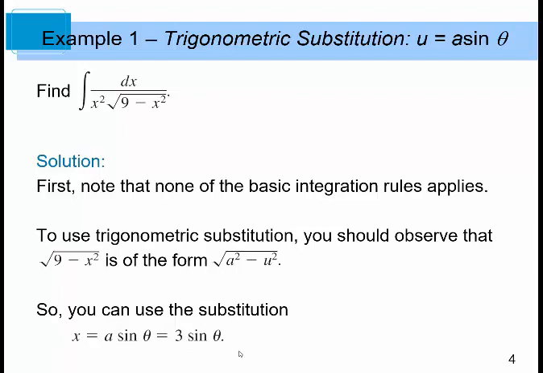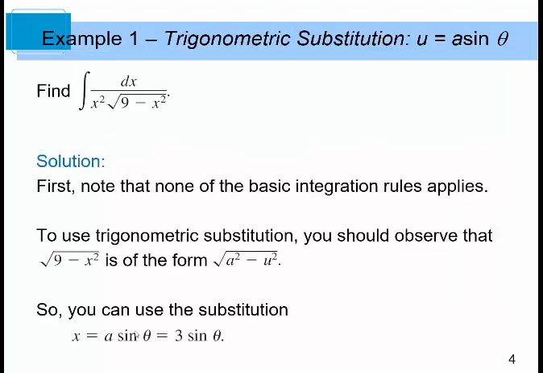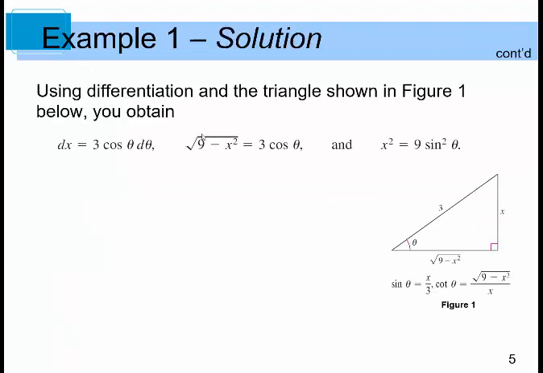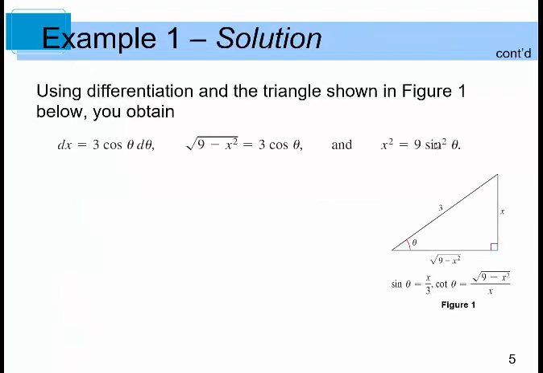Well then watch what happens here when we go to continue our integration. dx, the derivative of x with respect to theta, is just 3 cosine theta d theta. That's just taking the derivative of this. The derivative of sine is cosine. This radical, 9 minus x squared, just gets replaced with 3 cosine of theta. And then if you notice, here we had this x squared outside. Well, if I know x is equal to 3 sine of theta, then squaring that means x squared is equal to 9 sine squared of theta.